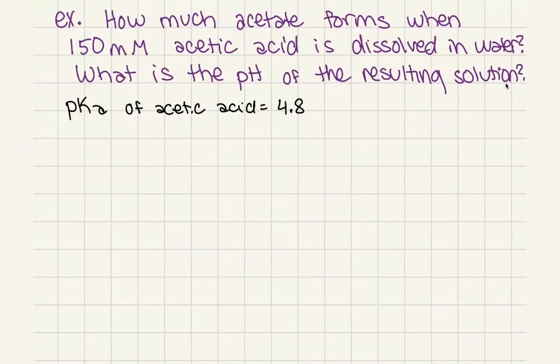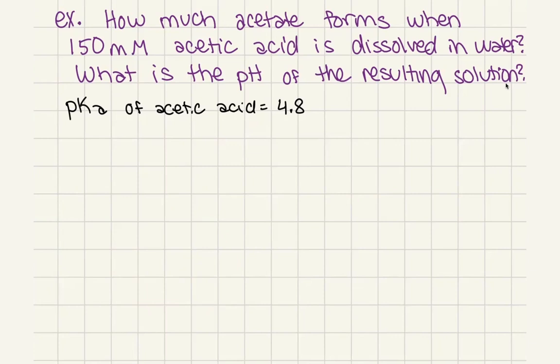Okay, so now let's do an actual example. How much acetate forms when 150 millimolars worth of acetic acid is dissolved in water, and what is the pH of the resulting solution? So we're starting with 150 millimolars of acetic acid. So that's going to be our initial.